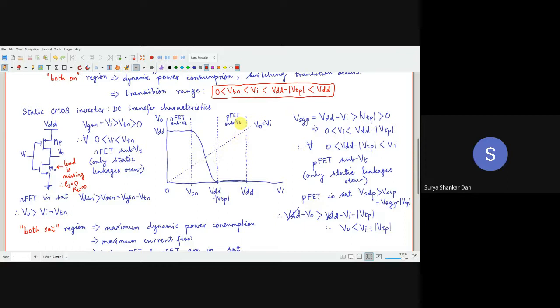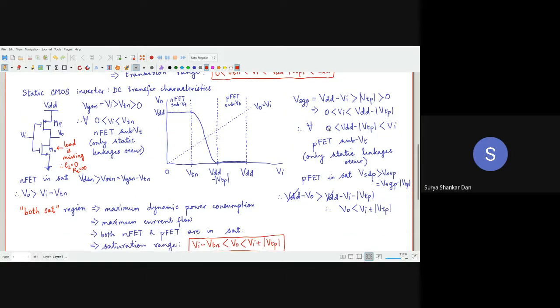When PFET is subthreshold and between 0 to Vtn, NFET is subthreshold. In between these, the transition is happening. Okay, as I've written, static leakages occur, and that part is basically the consequence of the previous one. Now we are going to look into it on a next level.